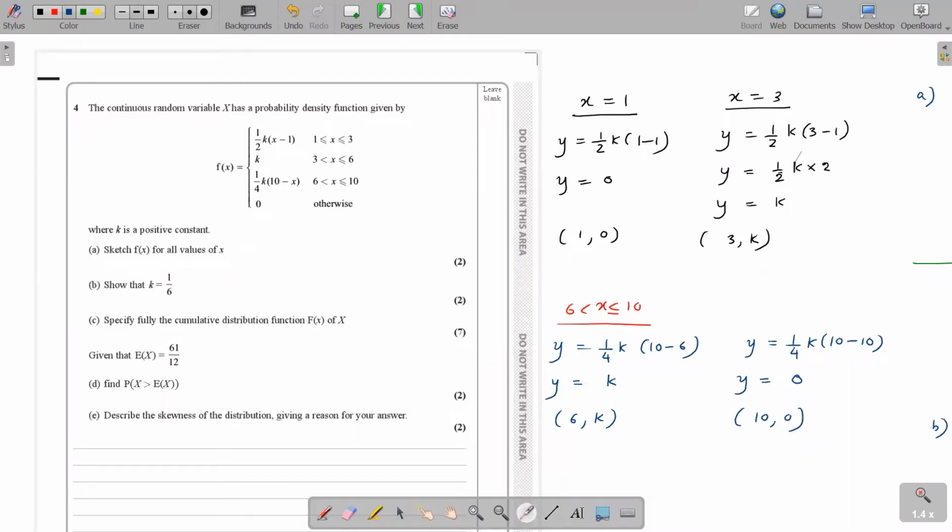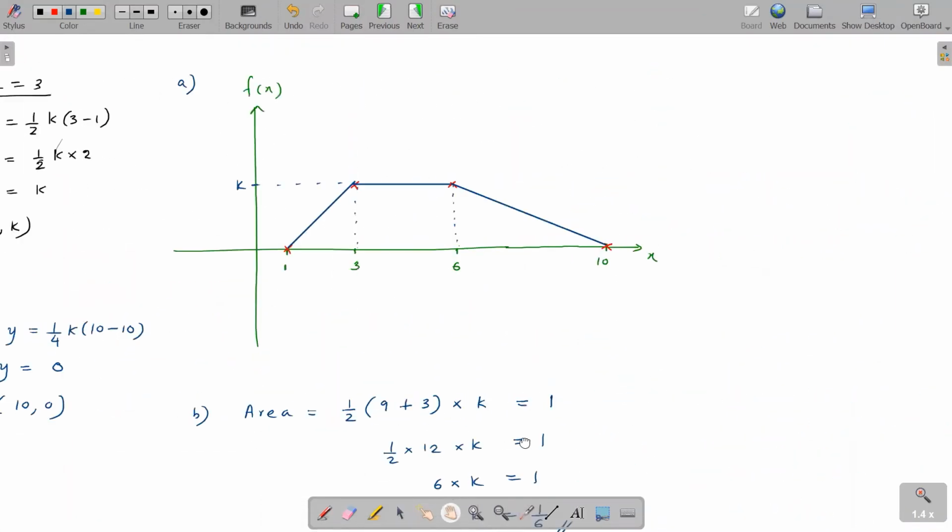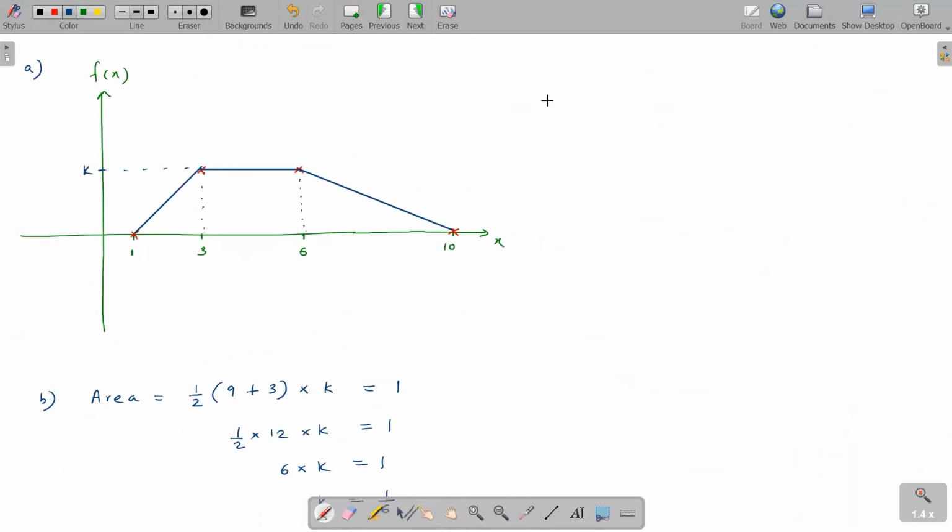Part C, specify fully the cumulative distribution function capital F(x) of x. You can see the majority of the marks are going to this question. Can you see? You have 7 marks for this question. Basically, they want you to create the capital F(x). We have done this, so let's create the capital F(x). Part C, capital F(x), the first graph. Can you all quickly specify the simple f(x) graph?